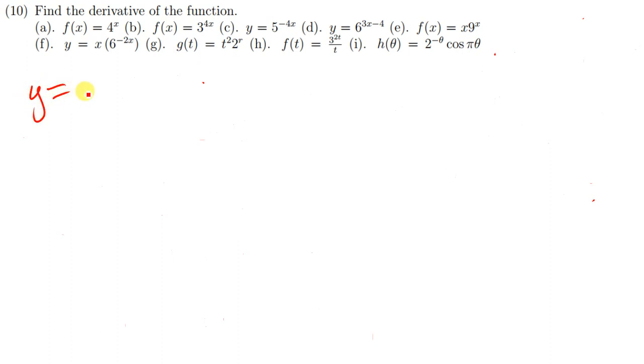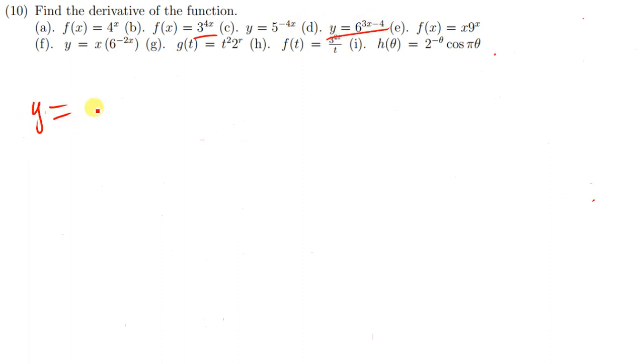So I have y is equal to 5 to the power negative 4x. This one is straightforward. This one is just the same as this one, so I'll skip this one. You can solve it and send me the solution in case you're doubting your solution. So let's try this one.